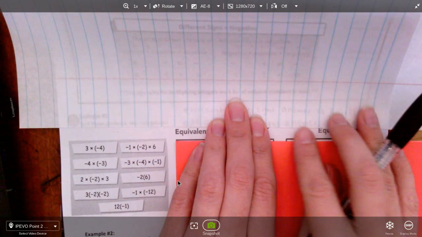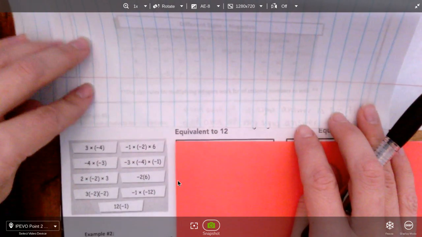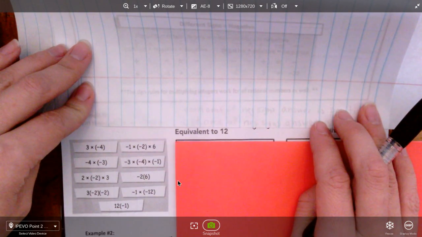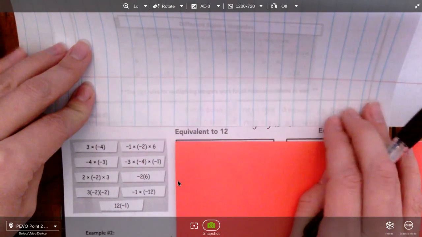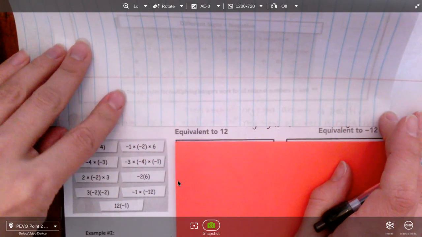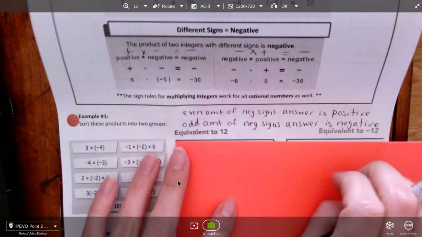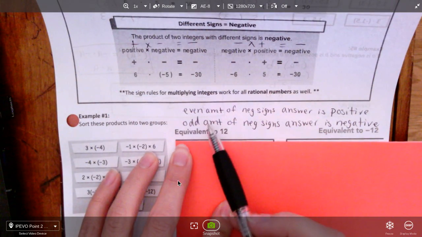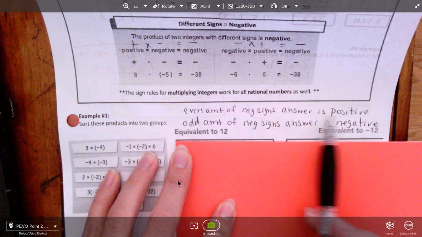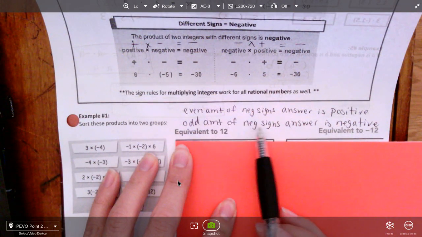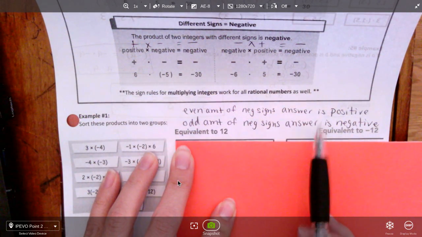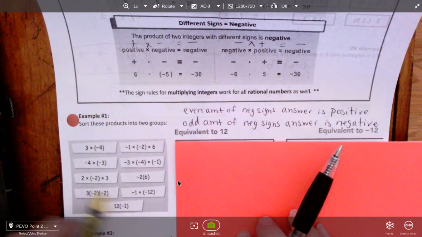If there is an odd amount of negative signs, then your answer will be negative. And if there's an even amount of negative signs, then your answer will be positive. If you could go ahead and write that down: an even amount of negative signs, your answer is positive, and an odd amount of negative signs, your answer is negative. Pause the video if you need a second to write that down.